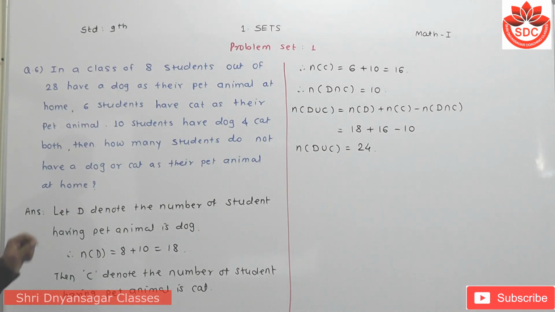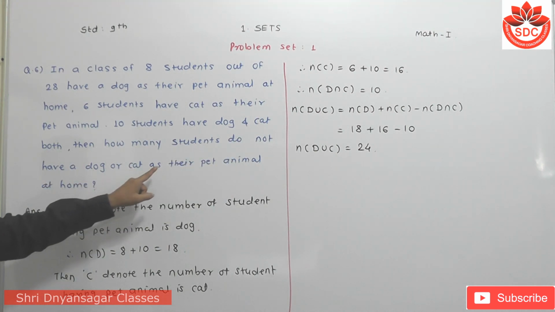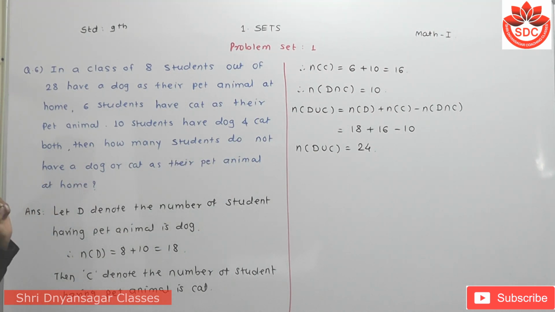Now then, how many students do not have a dog or cat as their pet animal at home? आपल्याला आता हे students काढायचे.